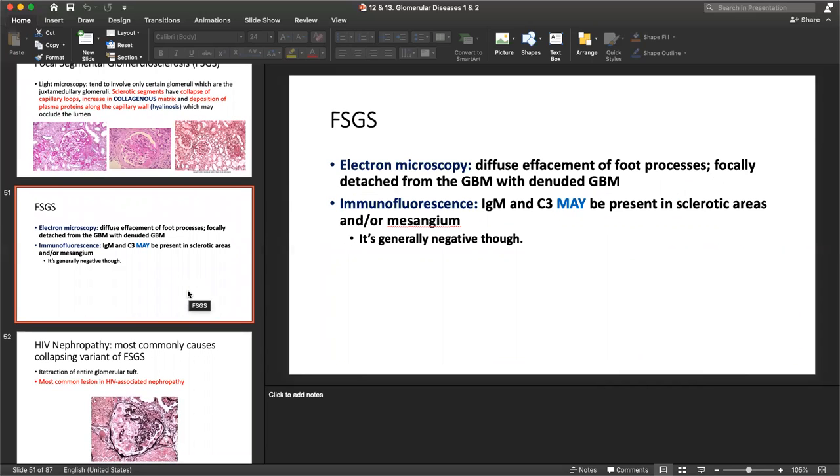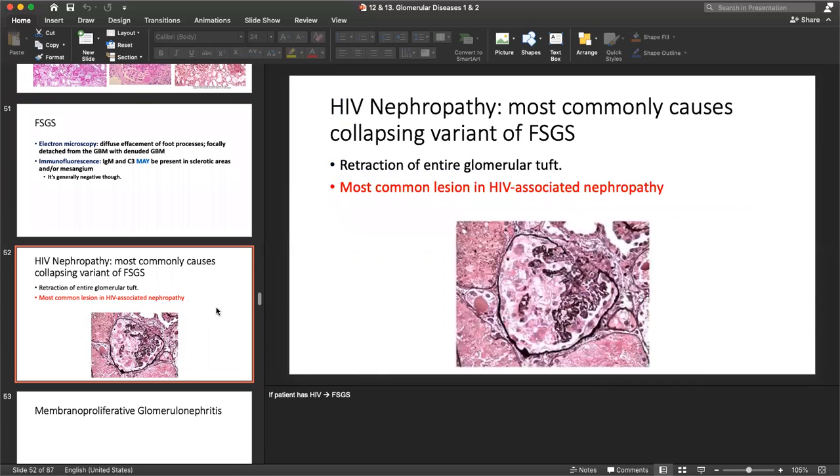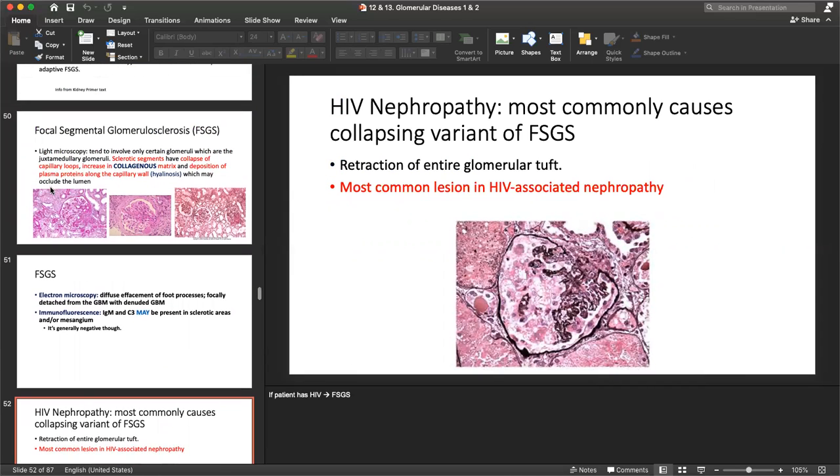So with immunofluorescence, IgM and C3 may be present, but normally it's not. And then we're going to have diffuse effacement of the foot processes. So let's look. Well, I don't have a picture yet. Okay, sorry.